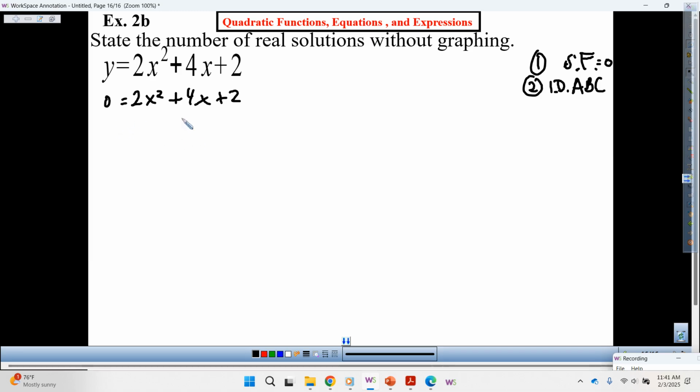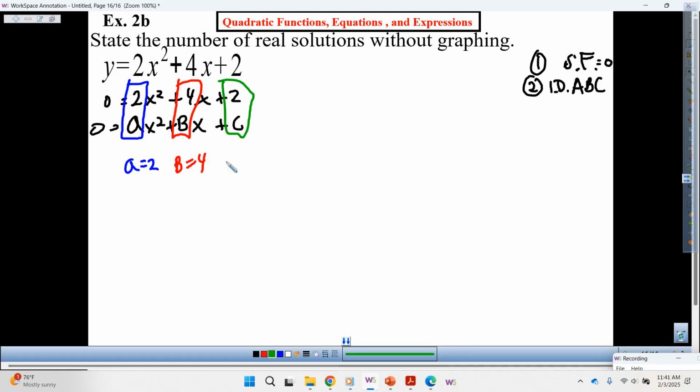So we write the standard form underneath here. We got ax squared plus bx plus c equal to 0. And that's how we identify A, B, and C. So what is A, everyone? A is 2. B is 4, and C is 2. All right.